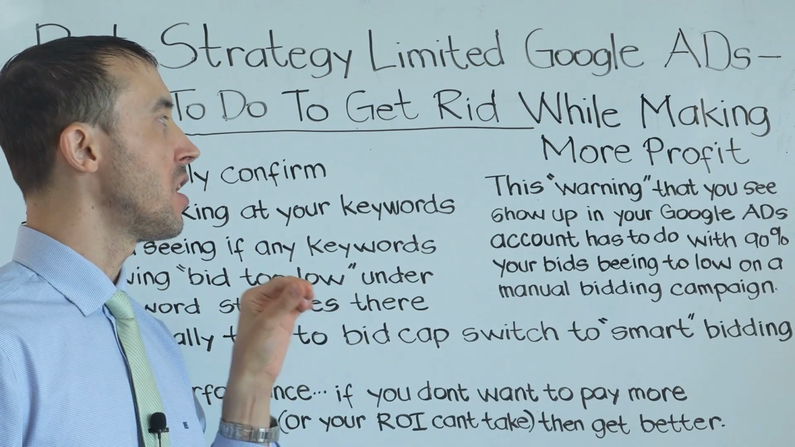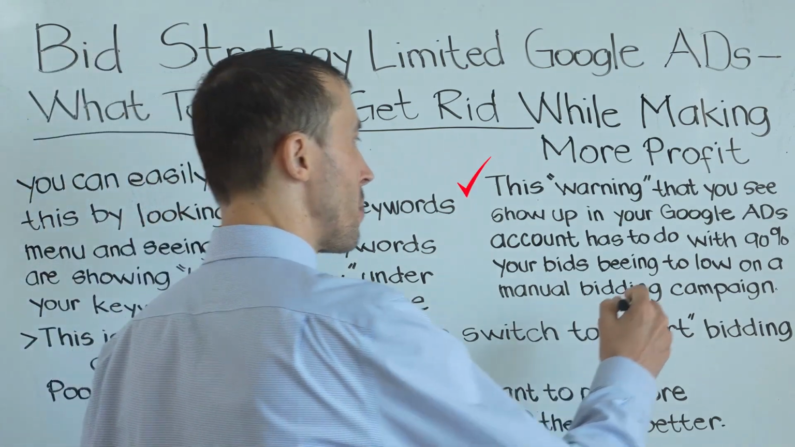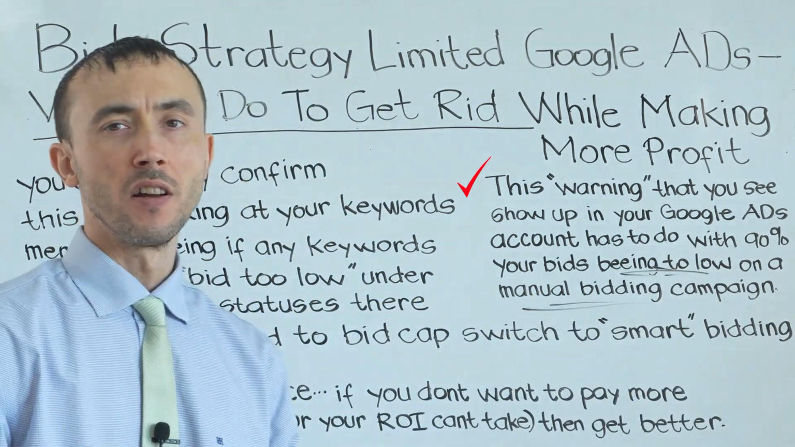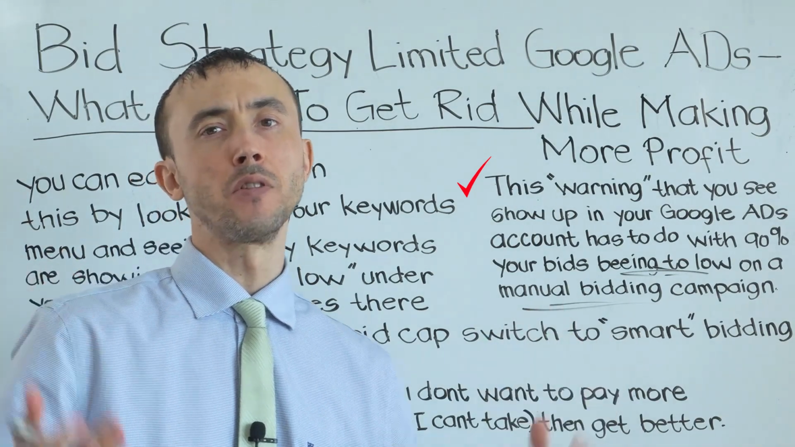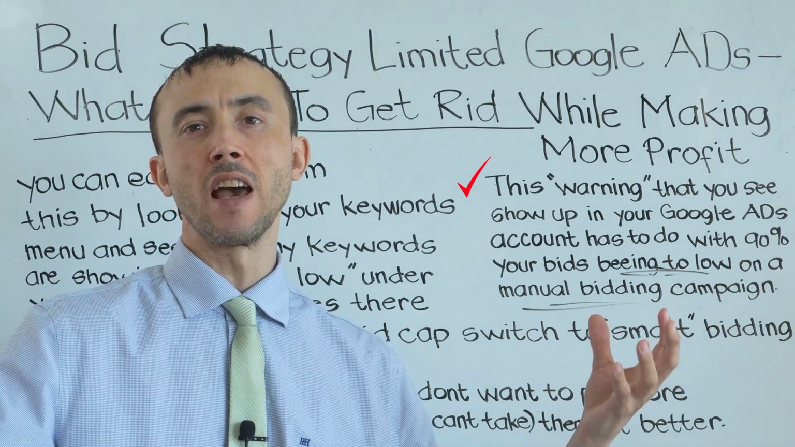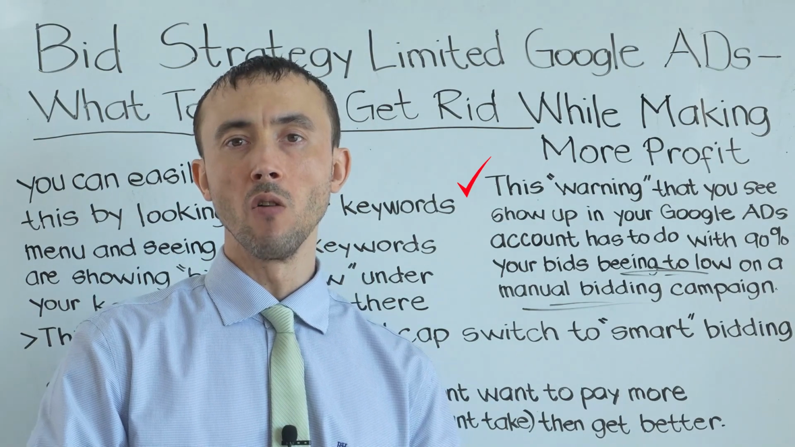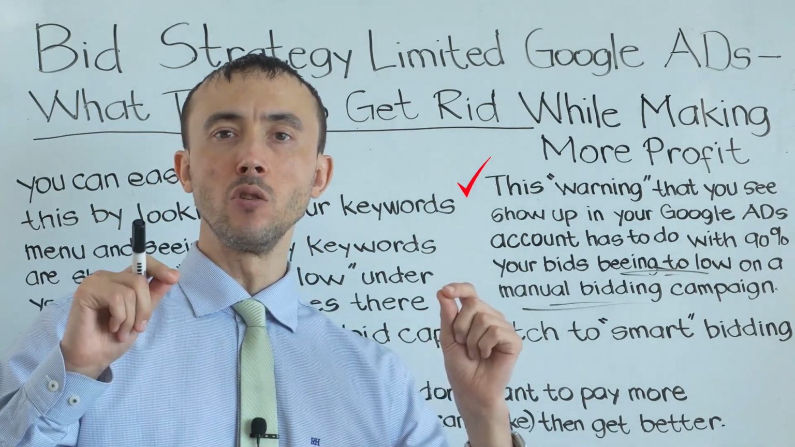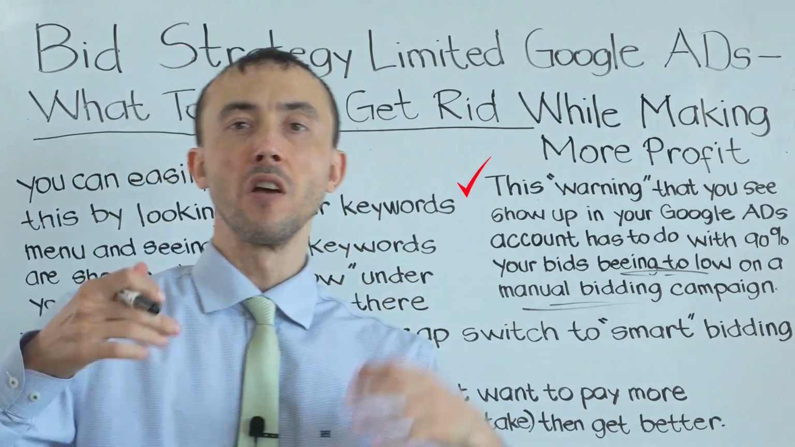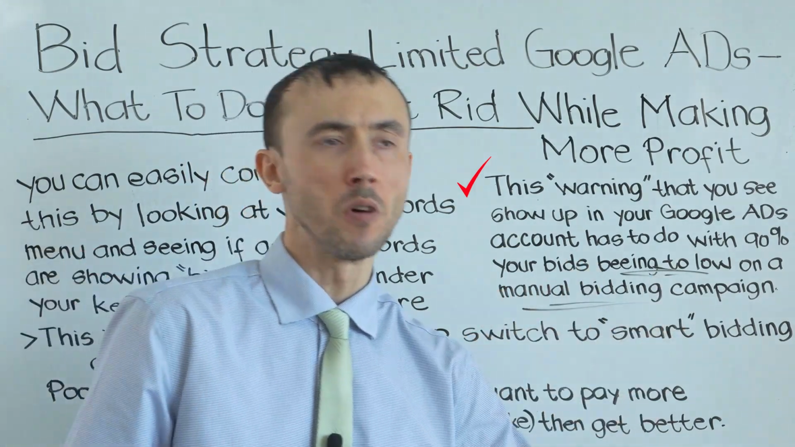This warning that you see show up in Google Ads, first and foremost, has to do with 90% of your bids being too low on a manual bidding specific campaign, or if not 90%, a higher percentage. We're talking 50% plus. Okay, so it's simple to say most of your keyword bids while using manual bidding is too low to actually get you 100% impression share, or close to 100% impression share, or the number of times you show up out of 100 for your keywords.